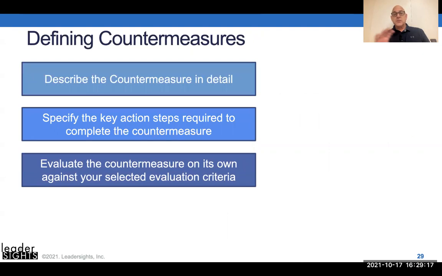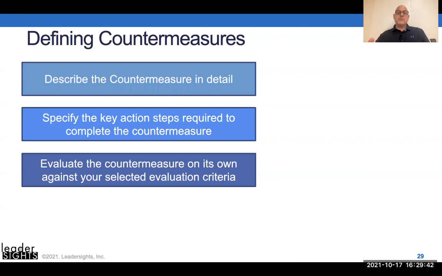Number one is just a description of what the countermeasure is, but we need some detail. So really put some detail in. I've got a couple of examples I'll show you in a few minutes. And then, once you describe it in detail, specify the key action steps that are going to be required to actually implement and complete that countermeasure. Once you've done that, now you have a plan for it.